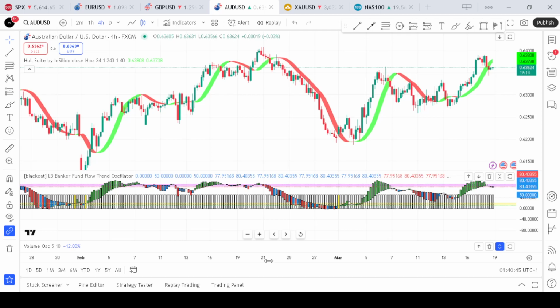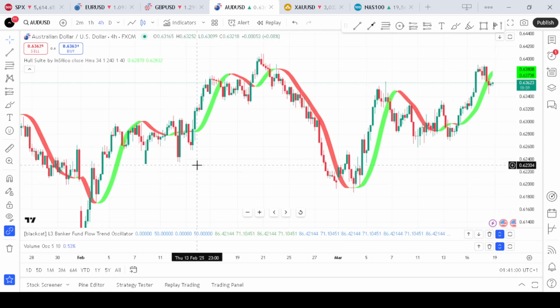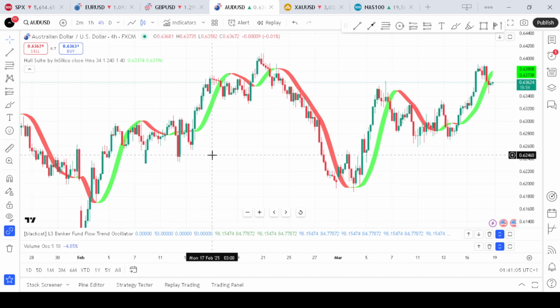And in today's video, we are going to be talking about the banker fund flow indicator. This is a powerful tool that can provide valuable insight into the market dynamics. This indicator is designed to track the movement of large institutional funds, offering traders a unique perspective of potential price movements. Understanding and utilizing this indicator effectively can significantly enhance your trading strategy.